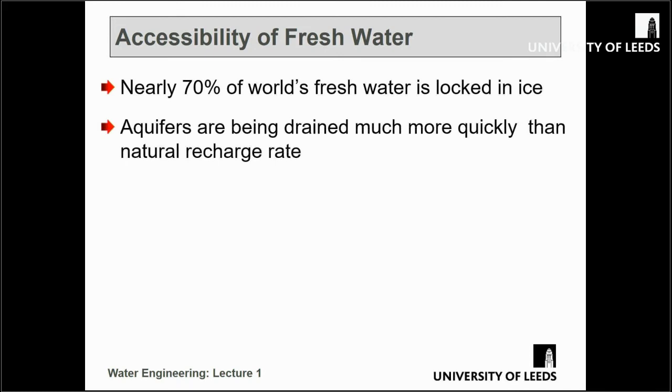So, accessibility of fresh water. 70% of fresh water is locked in ice. Aquifers. Aquifers are the underground stores of water, natural stores of water. They're being drained very quickly.